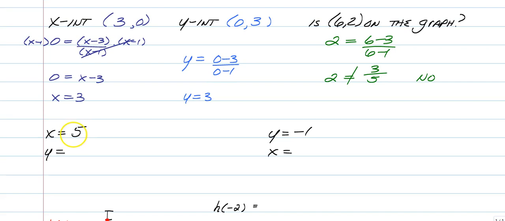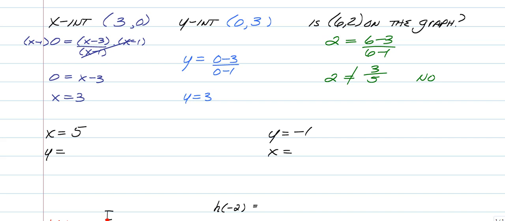So what if I'm telling you x is equal to 5? What if I'm telling you y is equal to negative 1 and I want you to find the other part of that coordinate? All you have to do is something very similar to what we did above with our x-intercept and y-intercept. Instead of plugging in 0, you're plugging in a number. Why don't you pause the video and try those two and see if you can get it. Give it a shot.